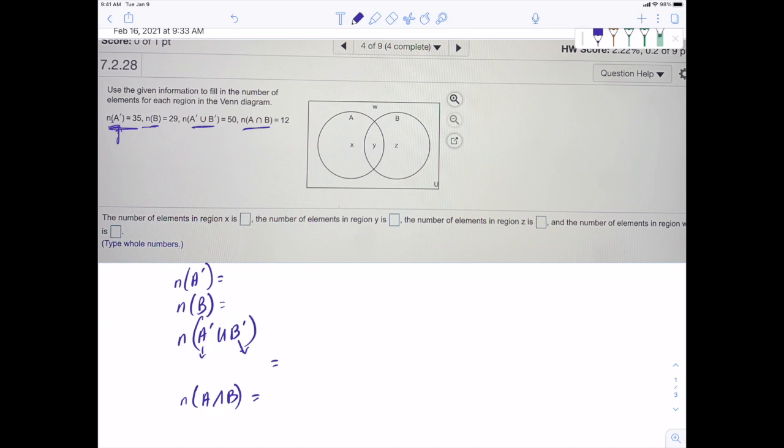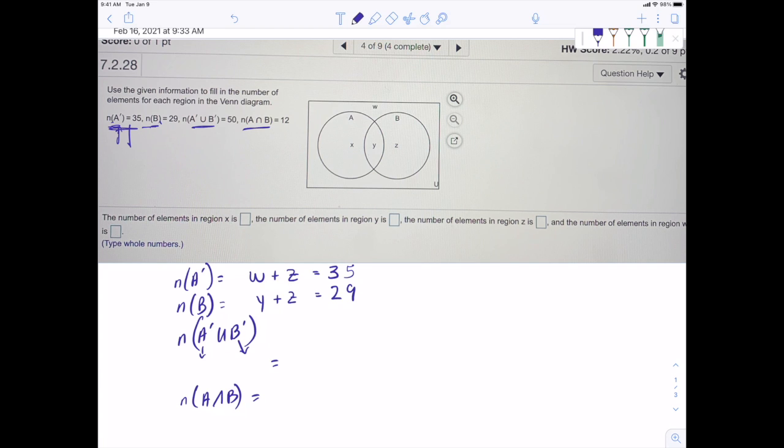All right, you can pause the video and see if you can figure out what these things have to be. Pause it. Now, I hope you tried to figure this out. So the things that are not in A are W and Z. So that's W plus Z, and the problem tells us that's 35. The number of things in B are, again, Y plus Z. And we know that that's 29.